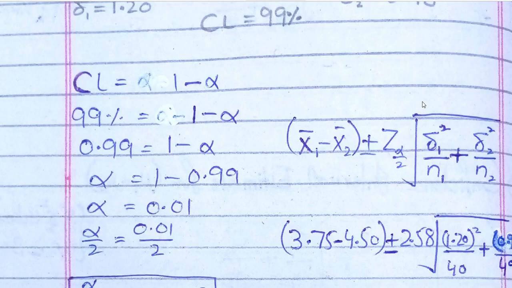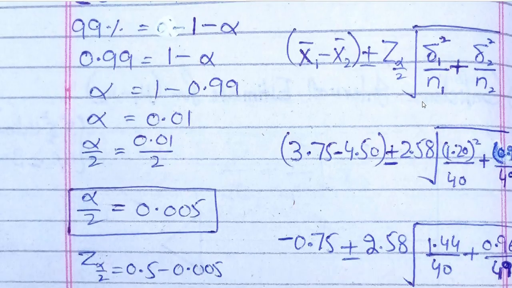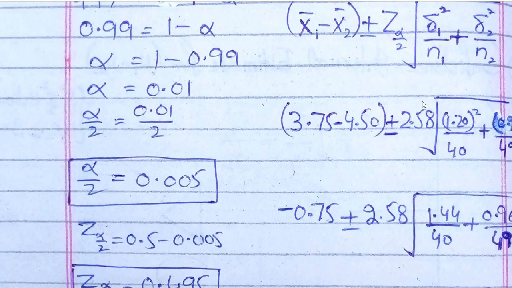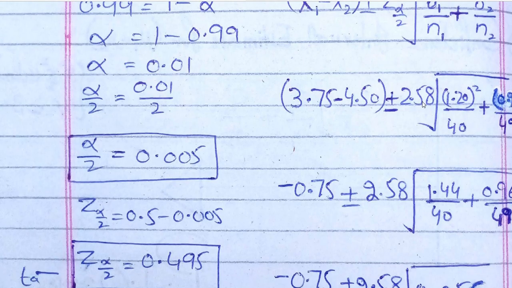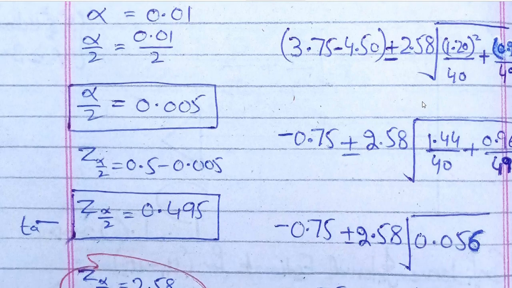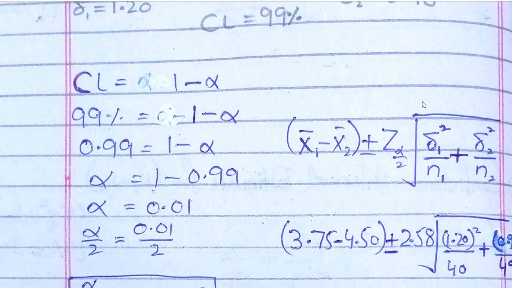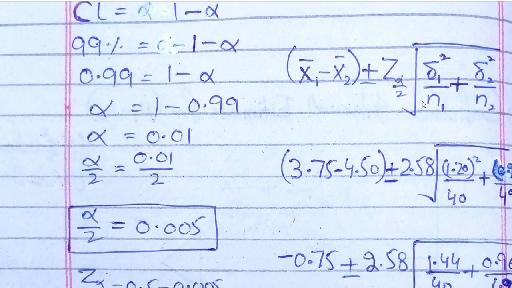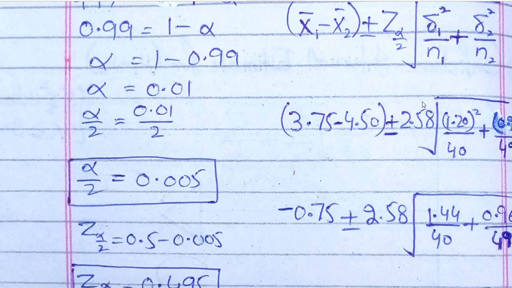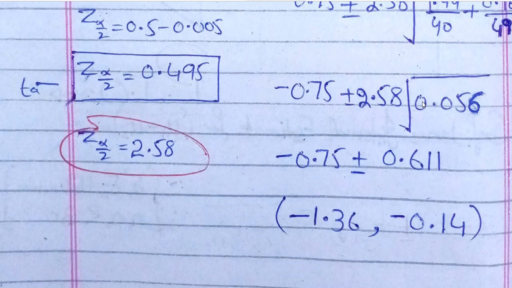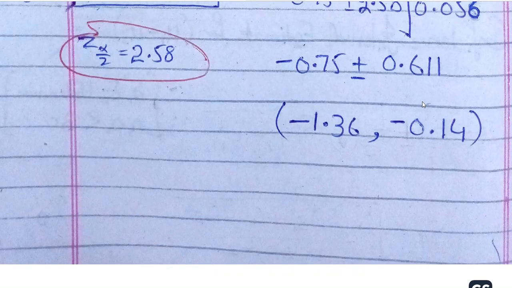The rest of the procedure is the same. Confidence level 1 minus alpha is 99%, so 1 minus alpha is 0.99, alpha is 1 minus 0.99, which is 0.01, and alpha by 2 is 0.01 divided by 2, so 0.005. To find z alpha by 2, you subtract it from 0.5: 0.5 minus 0.005 is 0.495. In the table, the value is 2.58. Now here is the formula. We just put in the given values. We will put squares because standard deviations are given. Once you calculate, the whole calculation will be as such. This is how you can find it.